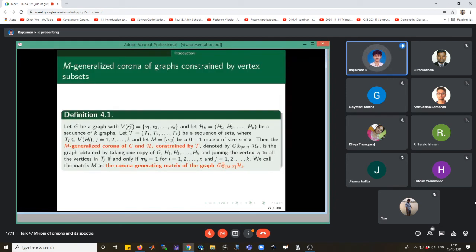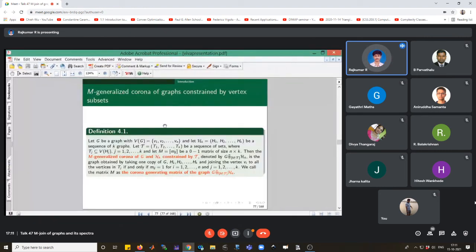One more thing is we have generalized the notion of the Kronecker graph. This is known as the M generalized Kronecker graph. This is given here. And because of time constraints, I stop here.